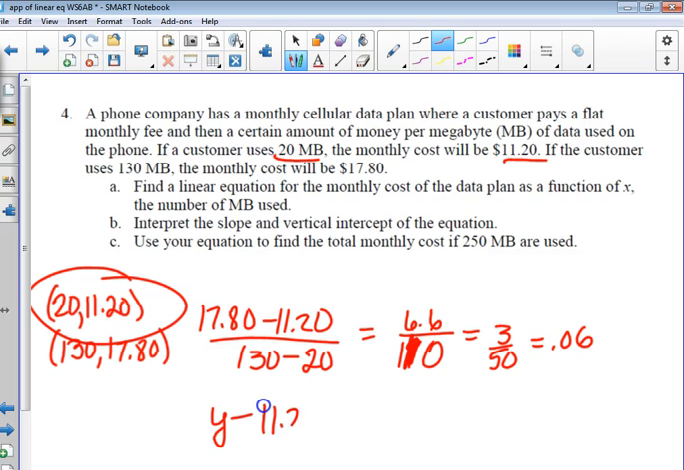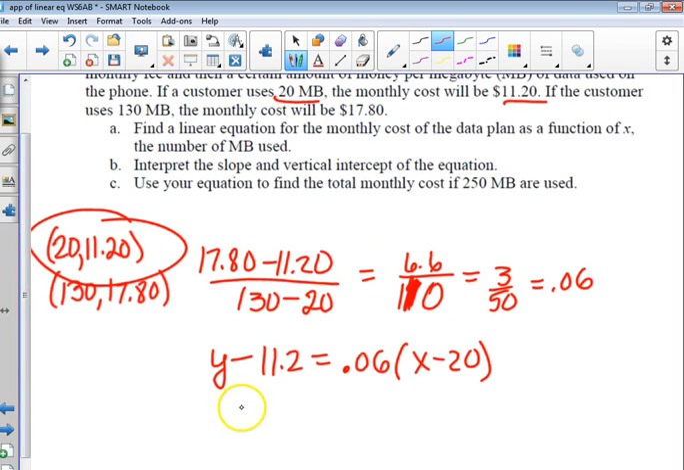The y value is 11.2, the slope times x minus 20. Anybody have what that simplified down to? Are you okay with where we're getting all this? You good? So we get 0.06x. If we do this times this, I'm thinking we get 12. So is it 23.2 or not? I probably did something wrong.